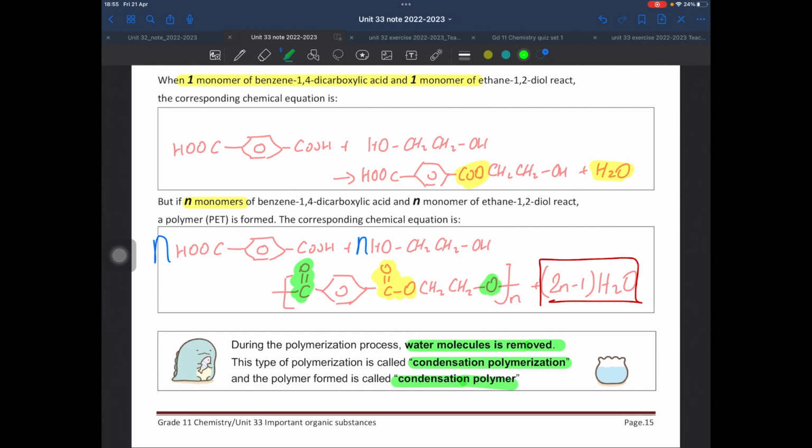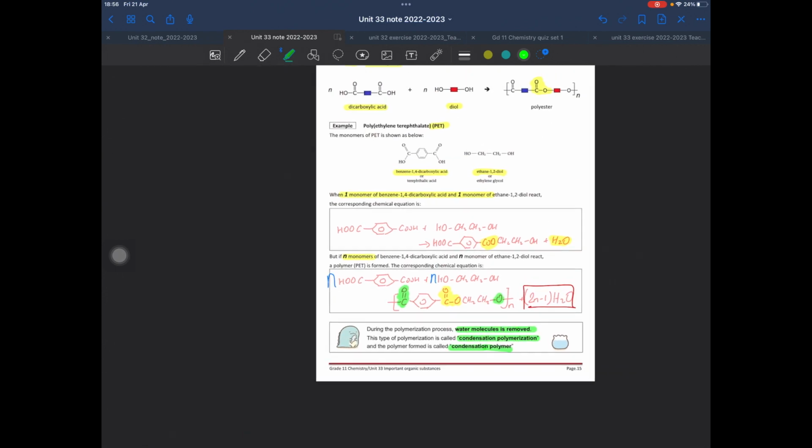As a comparison, you can find that the polymer formed will be slightly lighter than the sum of the raw materials, because small molecules, for example water molecules, will be eliminated during the process. So the polymer we obtain finally will be lighter than the raw materials.